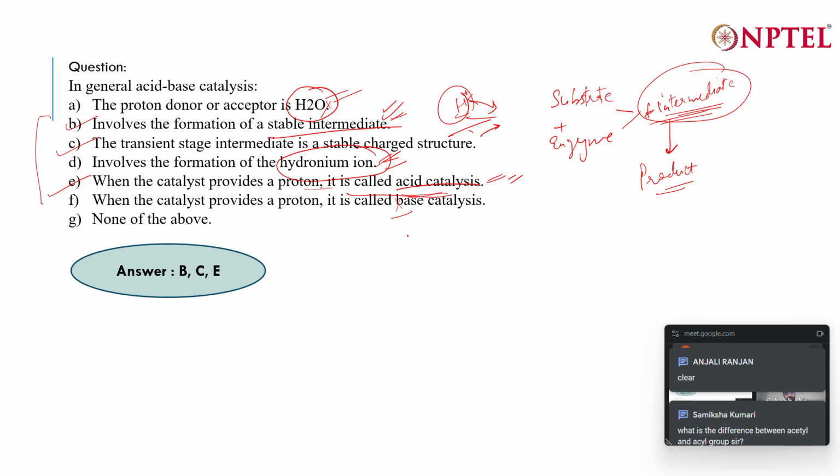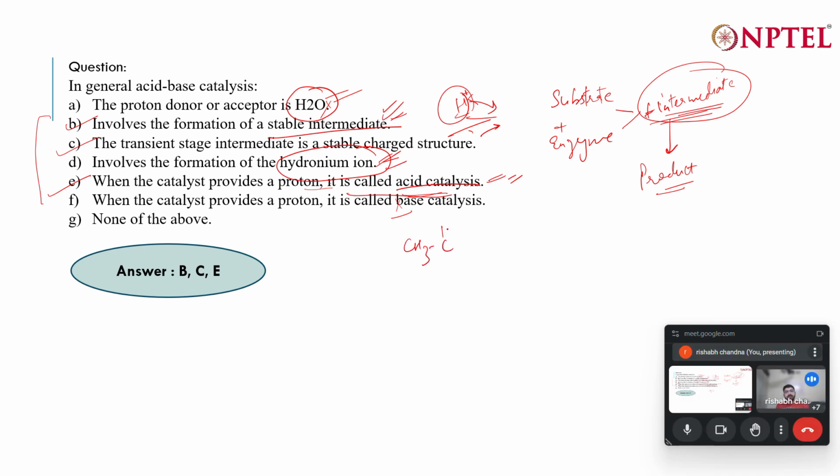So acetyl is basically the CH3COO group. And acyl is the same group, but in an acyl group the main difference is that the CH3 is replaced by R. This R can be a carbon chain of any length.